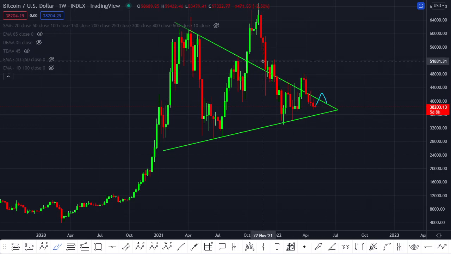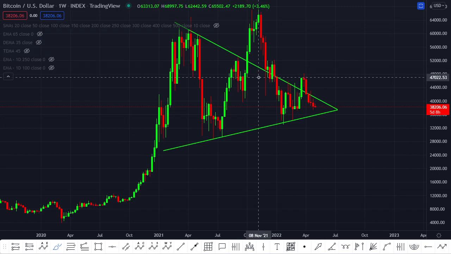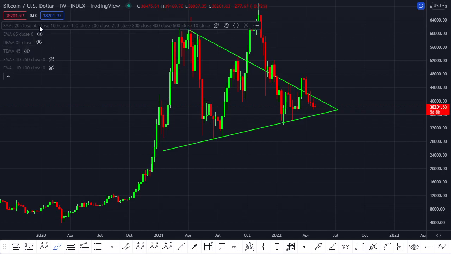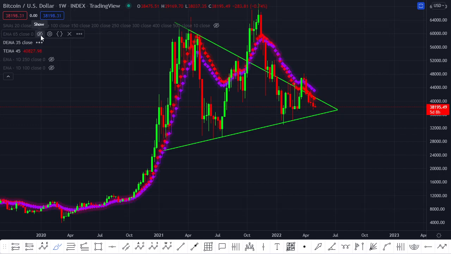With that being said, I'm going to jump to the strategy or the indicators that I've created or assembled. These indicators are all SMAs, EMAs, DMAs, TMAs, and they're basically different periods. So we have 20, 50, 100, 150, 200. So we have a lot: 65 EMA, DMA 35, and TMA 45. Now, why are these DMAs, TMAs so important?